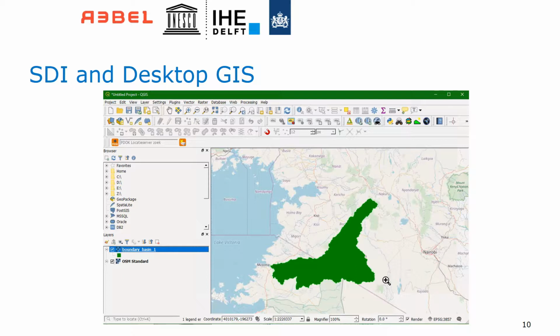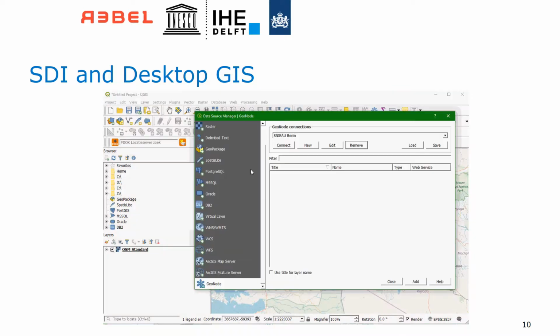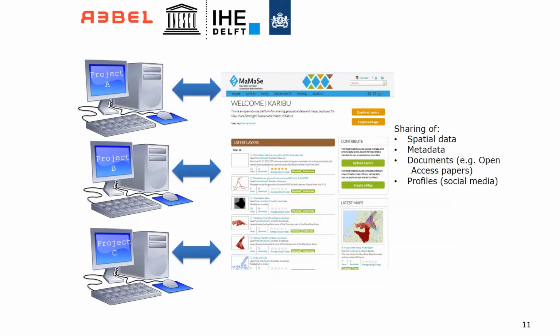So it depends on your purpose which standard you use. If it's only visualization, WMS is good enough. If you really want to edit and interact with the data, you need a WFS for vector data and WCS for raster data. So through these standards, we can connect our desktop GIS with the spatial data infrastructure and exchange data. The same can be done with decision support systems or models.